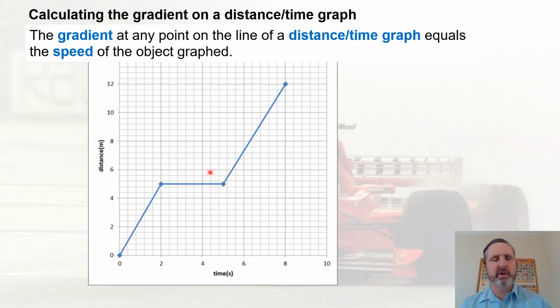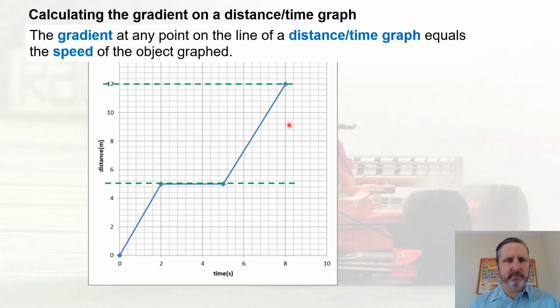Now, if we actually want to measure the velocity or the speed that the object is traveling, I can do that by measuring the gradient. Let's measure the speed of this part of the journey, of this straight line. To measure the speed of this straight line, I need to measure how far it went and divide that by the time that it took to go this part of the journey.